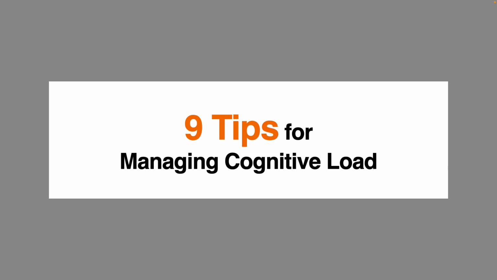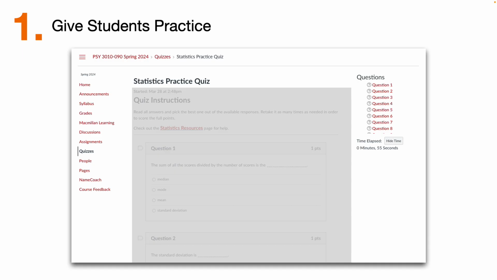Let's take a look at some ways that instructors can help manage cognitive load for students. This first tip is one I already mentioned. Give students regular practice at what they are learning. Here you are seeing a practice quiz in Canvas that allows students to retake the quiz as many times as they like. I'll explain how this is an example of practice in a moment.